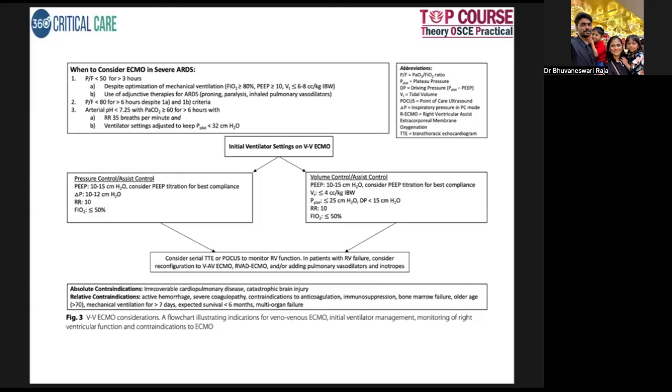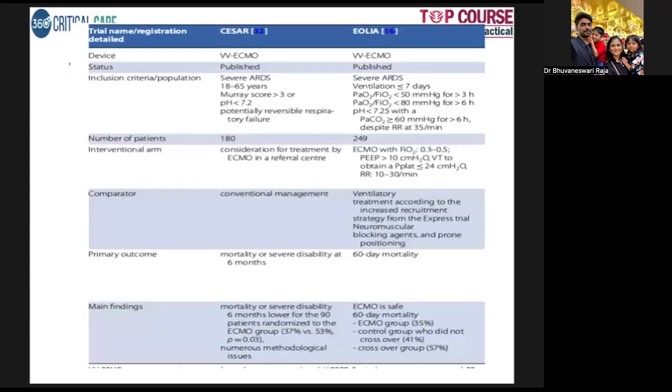And keep monitoring the RV function, with reconfiguration to VAV ECMO or RVAD ECMO, or adding pulmonary vasodilators if there is RV failure. So there were two landmark trials called the CESAR and EOLIA trials. The CESAR trial showed survival benefit when patients were transferred to ECMO centers, though not all required ECMO. And then the EOLIA trial demonstrated a non-significant mortality trend with greatest benefit seen in patients with refractory respiratory acidosis.